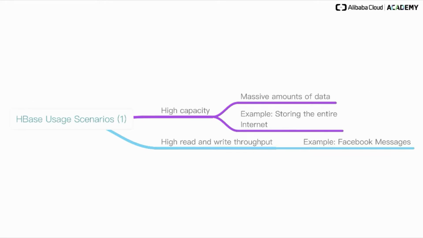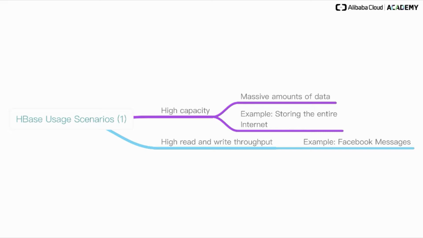Now let's see some use cases of HBase. First, because of its high capacity, you can use HBase to store the entire Internet. For example, Yahoo is a big user of Hadoop and HBase. They are using HBase to store the entire Internet. It stores massive amounts of data, from hundreds of GB growing to TB or even PB.